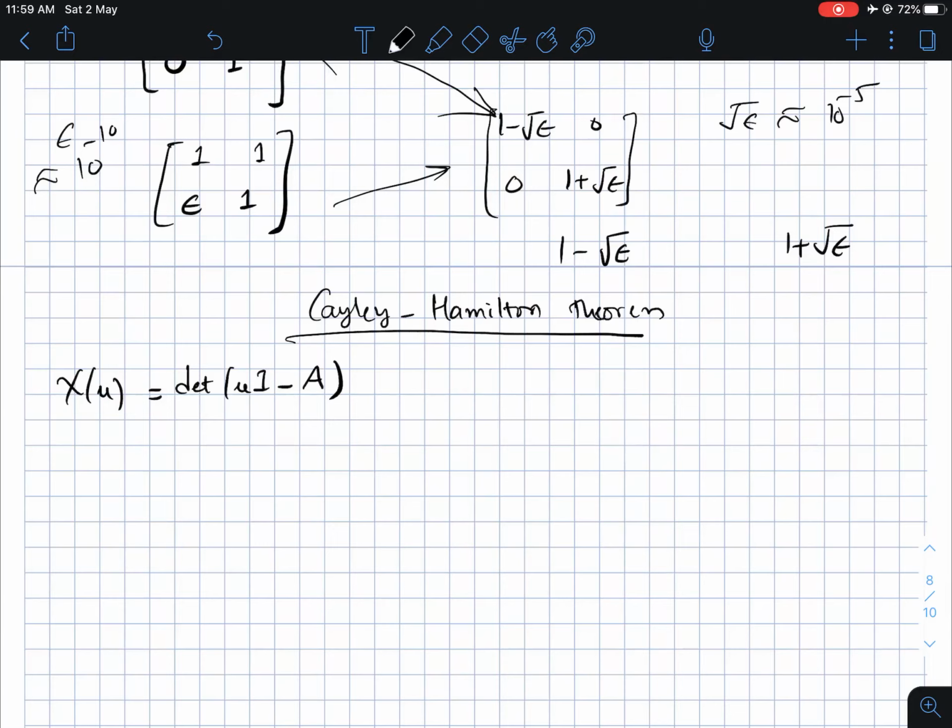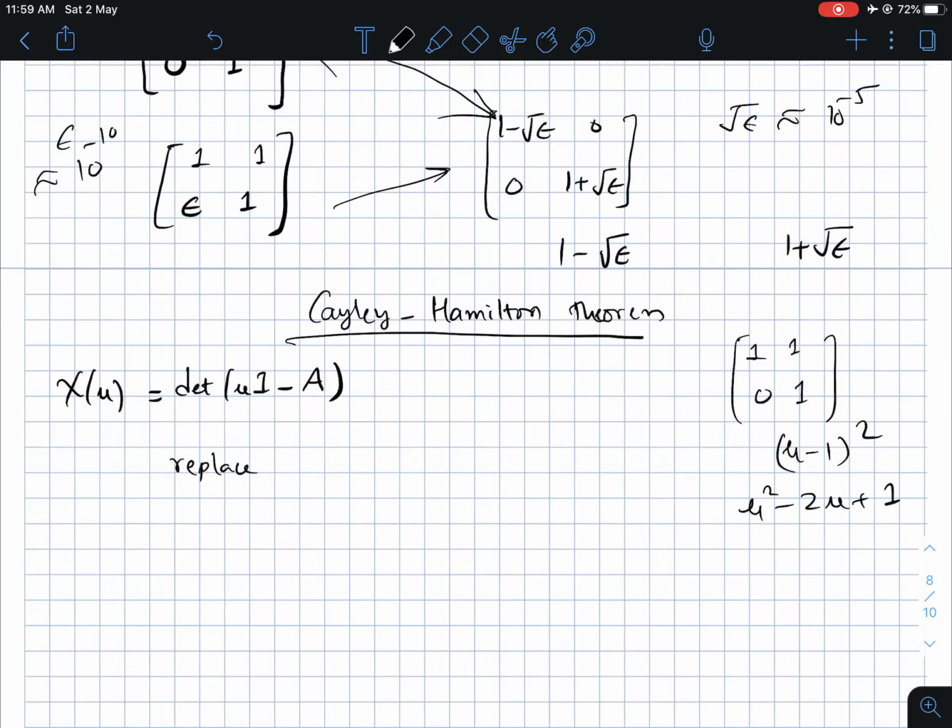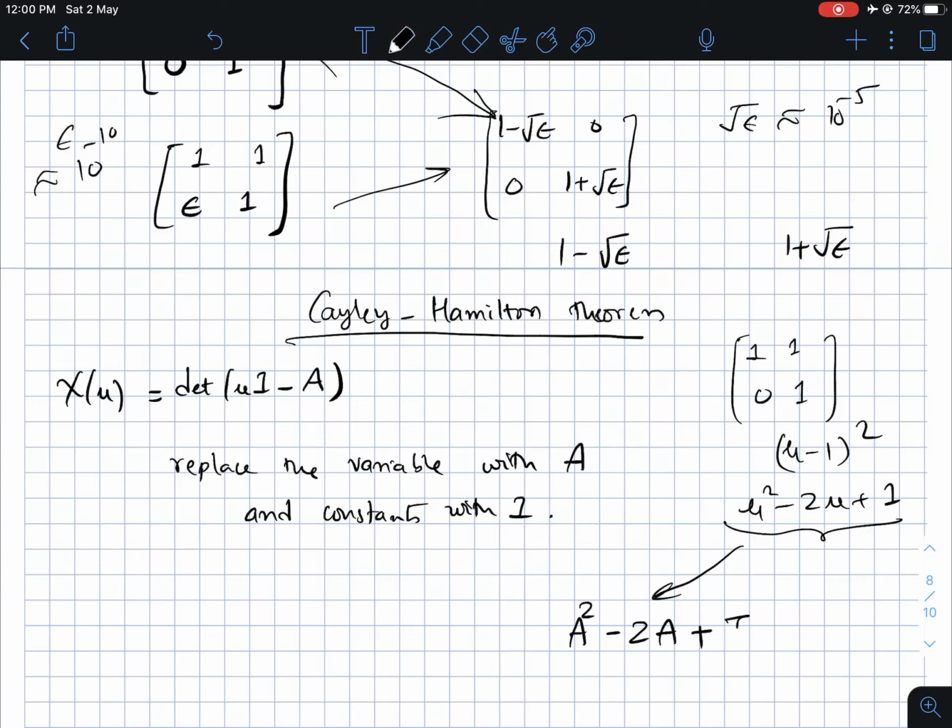So for a matrix something like this, 1, 1, 1, 0, the characteristic polynomial is (mu minus 1) whole square, or mu square minus 2 mu plus 1. What I'll do is, in the characteristic polynomial, I will replace the variable with the matrix A, and constant terms with identity. Meaning that here, mu is the variable, correct? I'll replace it with A. So I'll write A square minus 2A plus 1, and I'll replace 1 with identity.